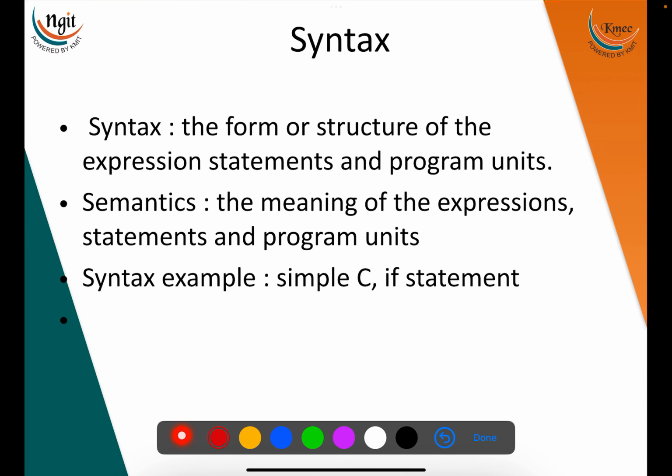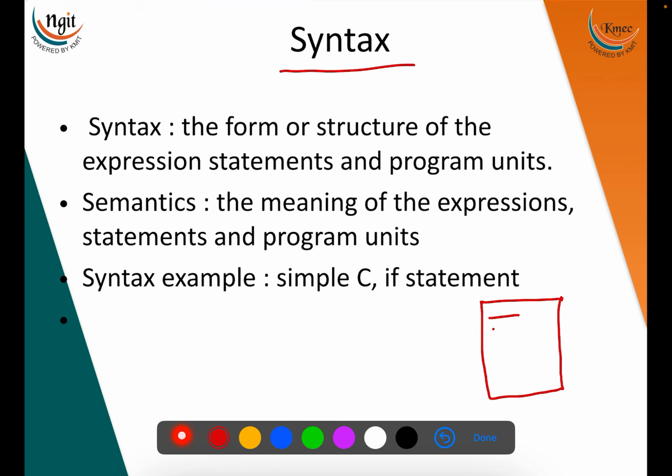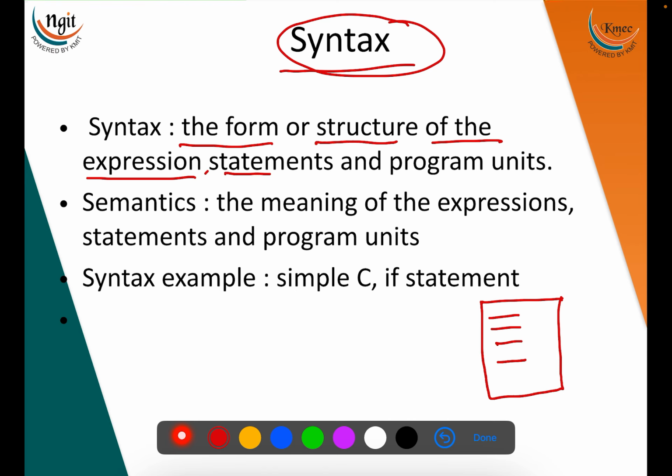Now let's get started. What do you mean by syntax? Basically, when you want to write any program, you have to follow a structure where all the lines are coded using that structure, correct? You might have heard about syntactical errors, because an error occurs when syntax gets violated. The basic definition of syntax is the form or structure of the expressions, statements and program units. So it is a structure that has to be followed.